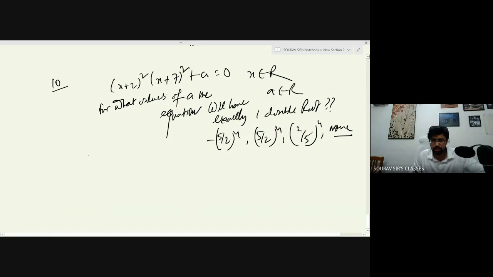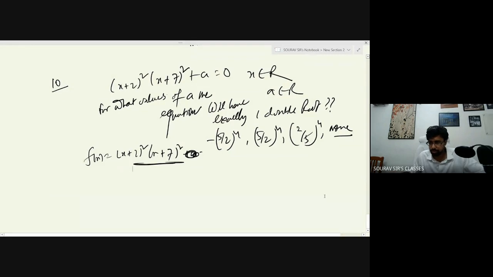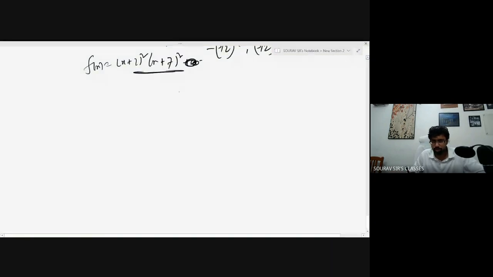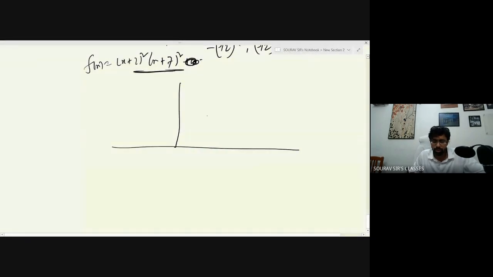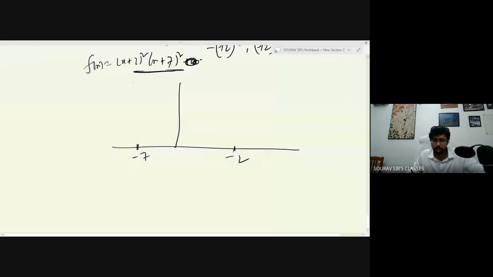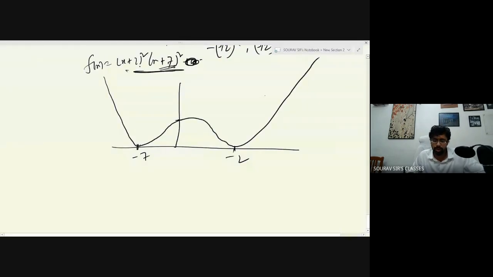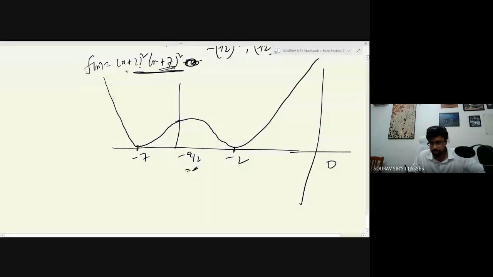So let f(x) equal to this thing. Forget about this part. Only try to draw the diagram here. In the graph class, I have told you everything, so I'm just going to give you the diagram directly. -7, this is -2 for sure, because x plus 2 and x minus 2, so if you put these two values here, this will be the diagram. Okay, and this is x equal to 0.8, and this is -9/2, so that is -4.5.